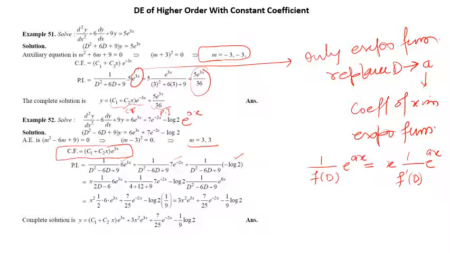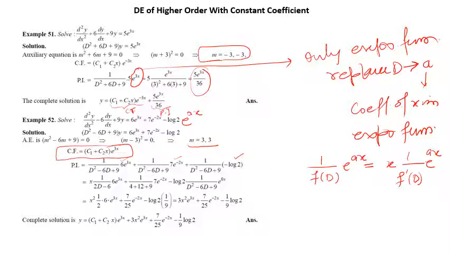Now differentiate the denominator with respect to capital D. The derivative of D square is 2D. The derivative of 6D is 6. The derivative of 9 is 0. Multiply by x and replace D by 3. In this term, replace D by minus 2. This is 4, 6 into minus 2 is 12, plus 9. This denominator is not 0, so it is okay. Minus log 2, I already told you, is e to the power 0x. Replace D by 0, giving 9. So 1 upon 9 times log of minus 2.